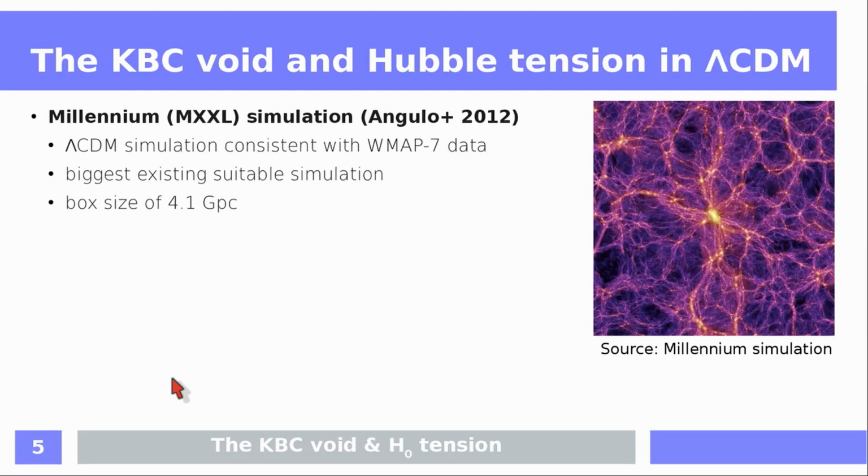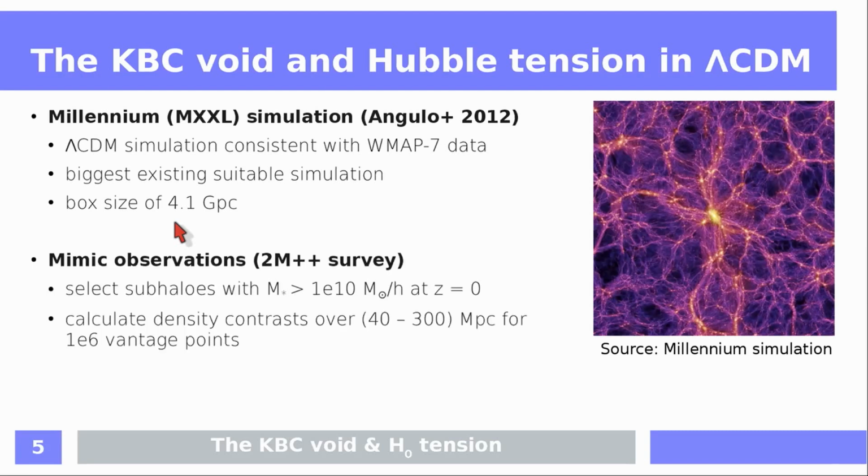For this, we use the Millennium XXL simulation. So this has a box size of approximately the same as the Hubble radius. What we did then is we put observers at 1 million different vantage points on a grid in the simulation. And we looked at the region within 40 to 300 megaparsec of each observer, with 10% of the sky removed to account for obscuration at low galactic latitudes.